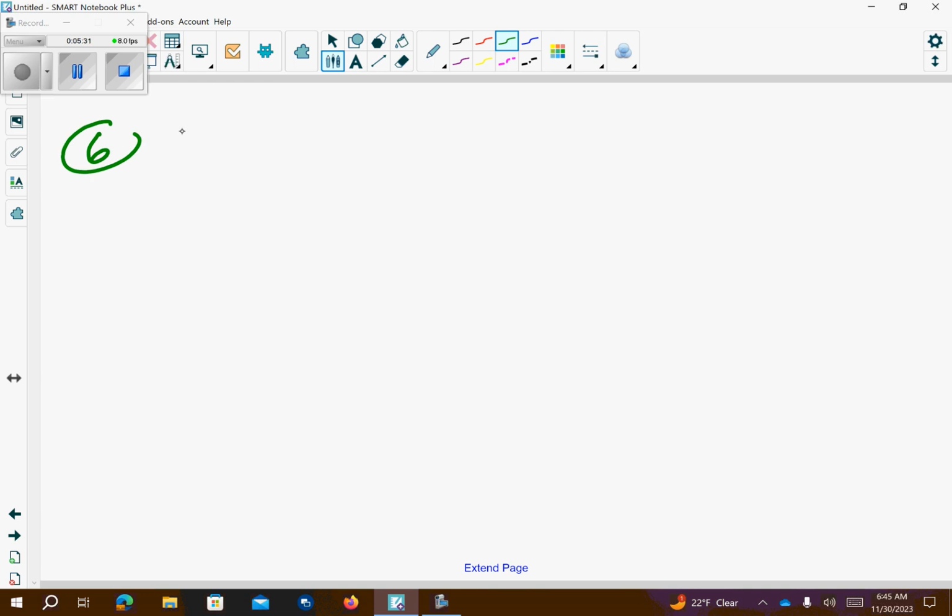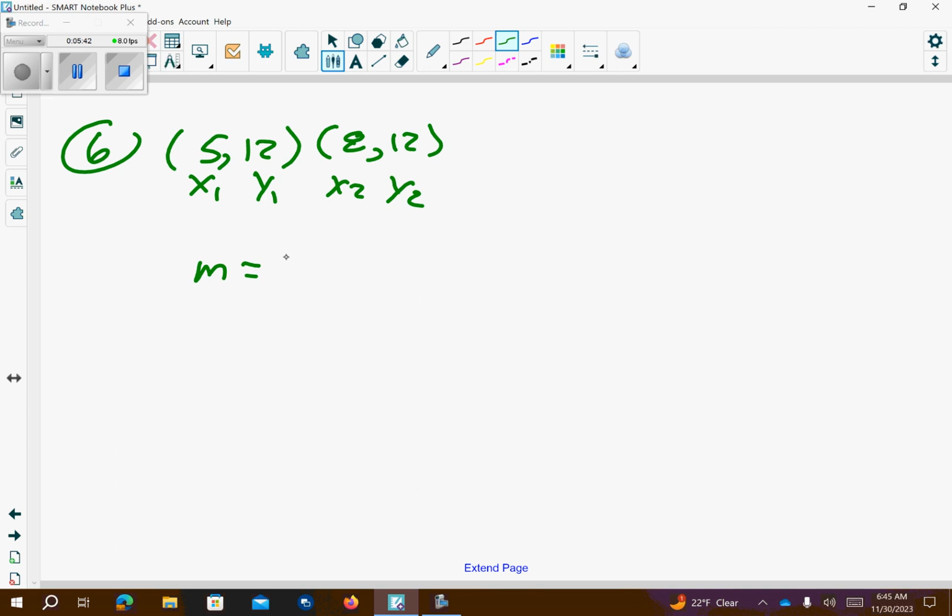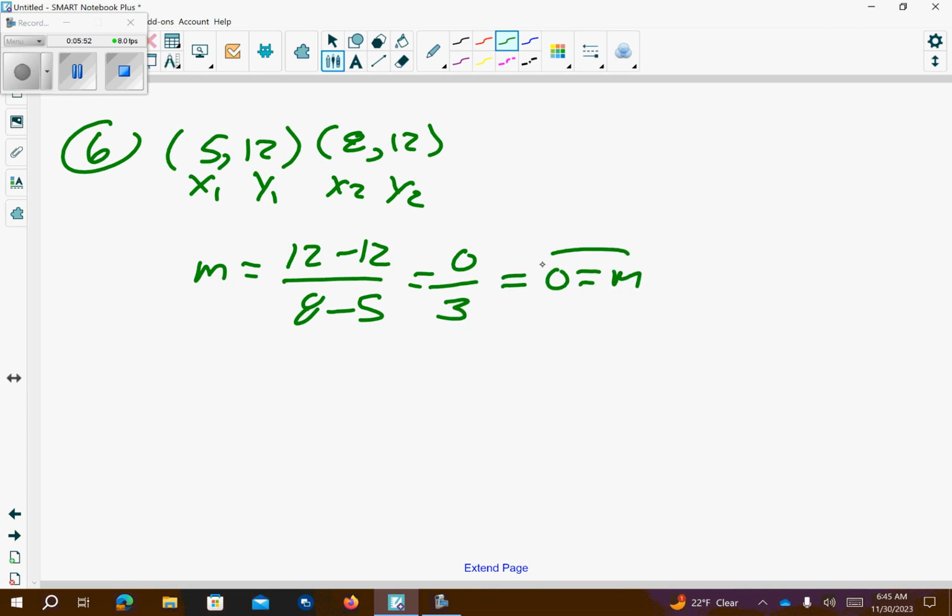Number 6, we have 5 comma 12. We also have 8 comma 12. So x1, y1, x2, y2. Let's find our slope, which is y2 minus y1 over x2 minus x1. So I get 0 on top over 3, which is 0. So I get a slope of 0. Use our first set of points. Plug it into point slope.